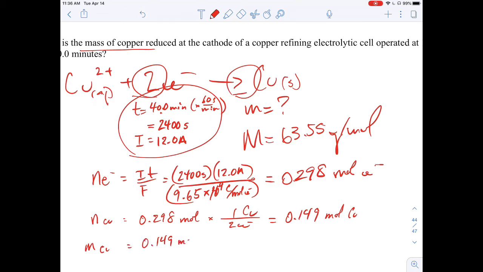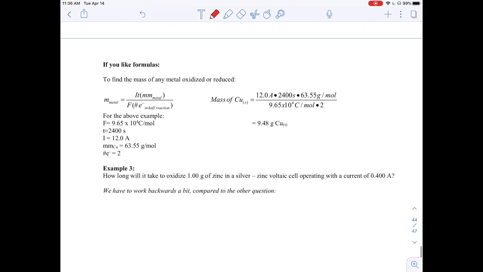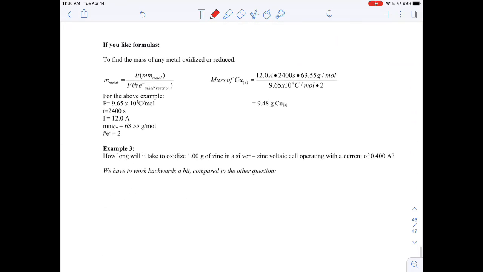I'll take 0.149 mole times 63.55 grams per 1 mole. So I get 9.48 grams of copper are going to be plated in this cell. So the 12 amps for 40 minutes plates 9.48 grams of copper. And this is essentially how cell stoichiometry is going to work for all questions.